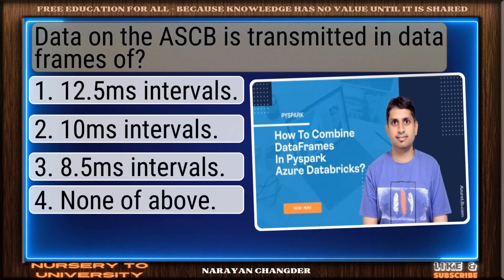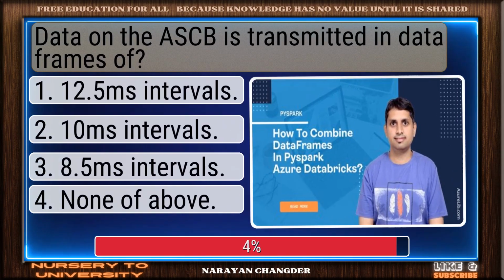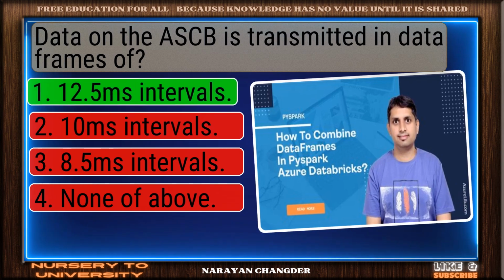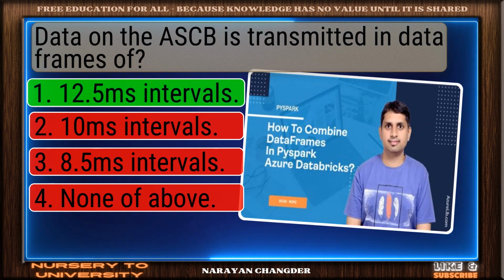Data on the ARINC is transmitted in data frames of... Perfect. 12.5 microsecond intervals is the correct choice.